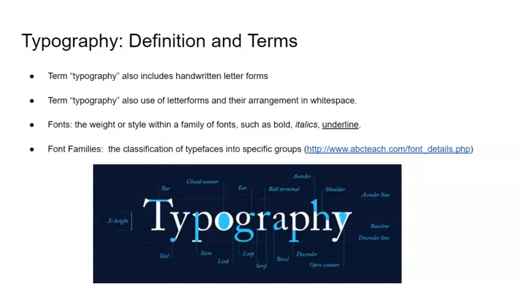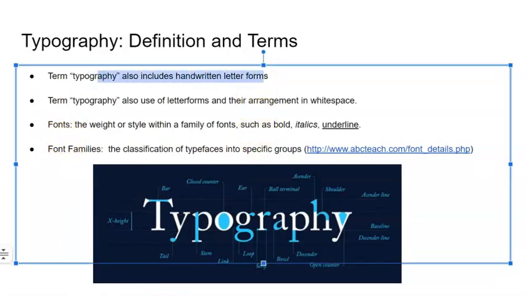So, definitions. Typography is a term that also includes handwriting forms. So typography could be the fonts that you see on a computer screen, or it could be the shape of the letters that you use in your handwritten text. Typography also refers to the use of fonts and typefaces in documents along with their arrangement and association with various white space considerations.